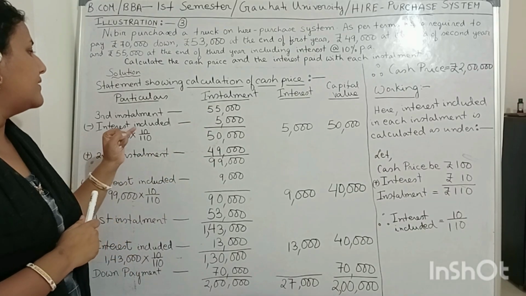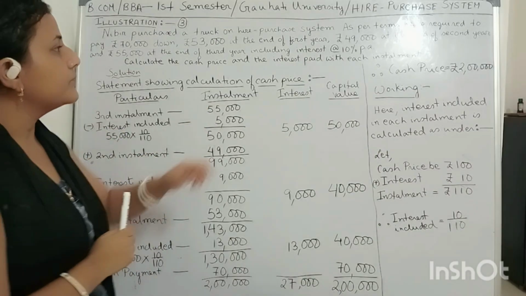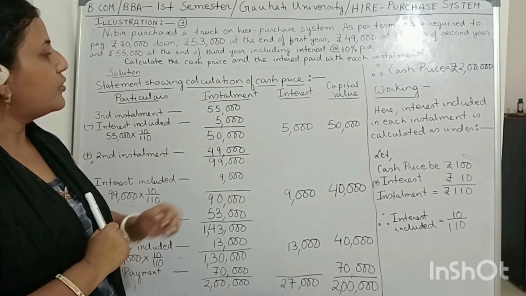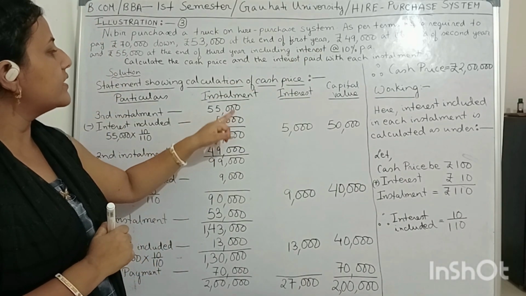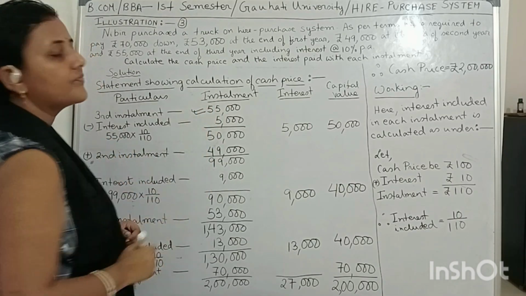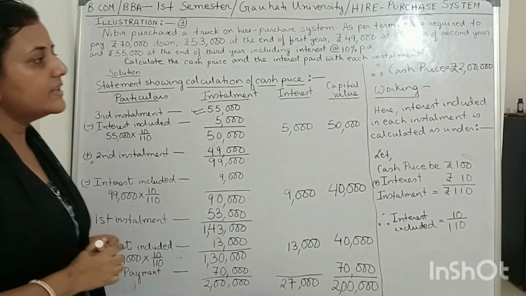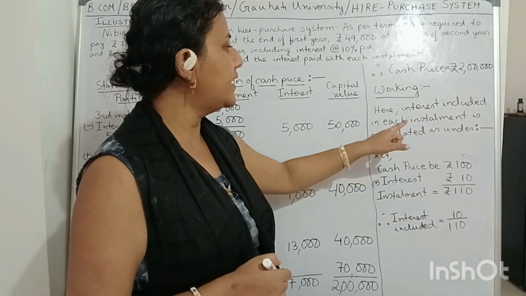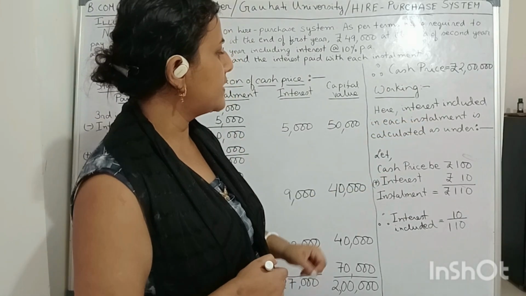Now less interest included. It is 10% per annum interest. Now you have to take out the interest included in the installment value. So you just see the working. Here, interest included in each installment is calculated as under.